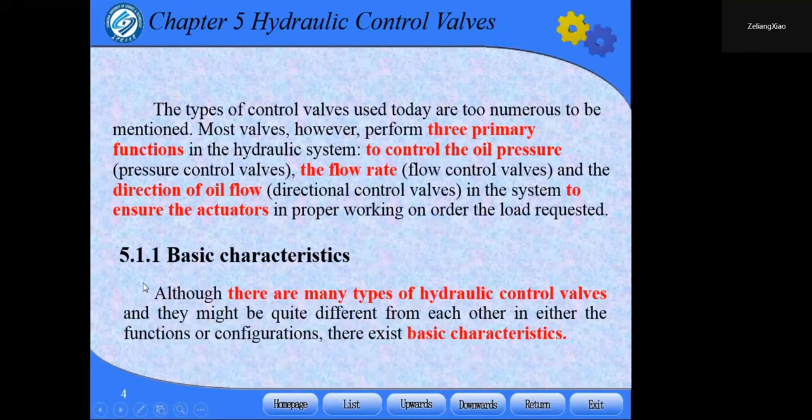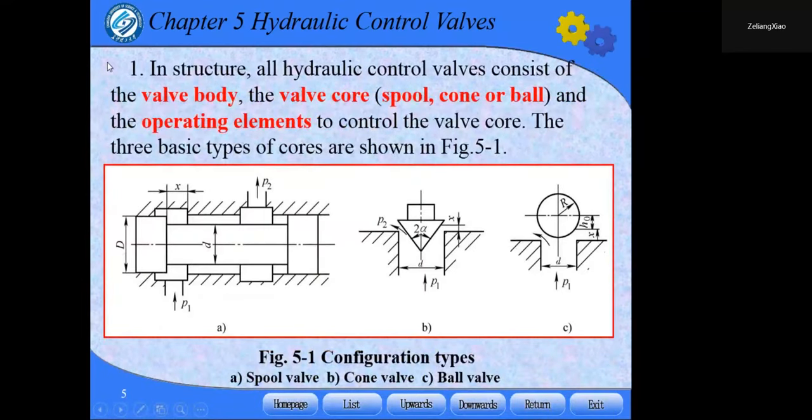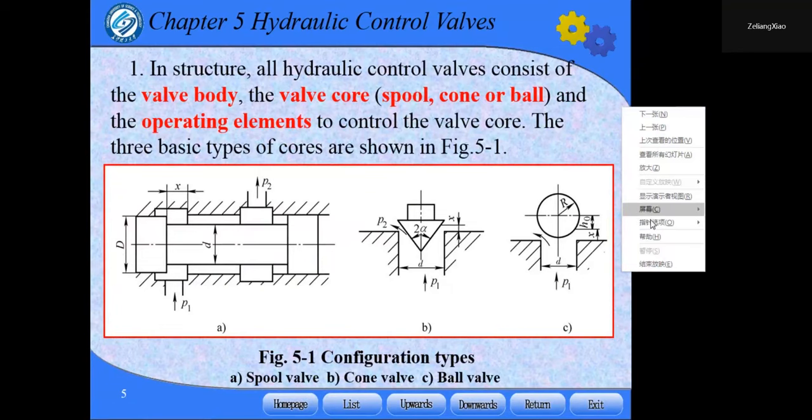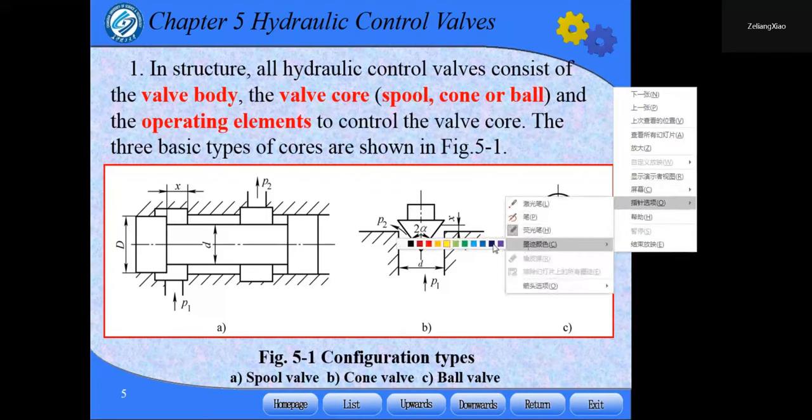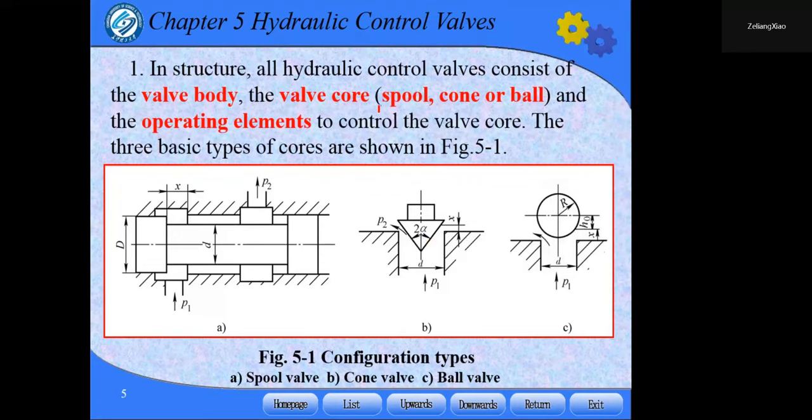There are some basic characteristics. There are many types of hydraulic control valves, and they might be quite different from each other in either functions or configurations. They do have basic characteristics. First, in structure, all hydraulic control valves consist of the valve body and the valve core, such as the spool, cone, and ball. The spool, figure A, the cone, figure B, and figure C is the ball.